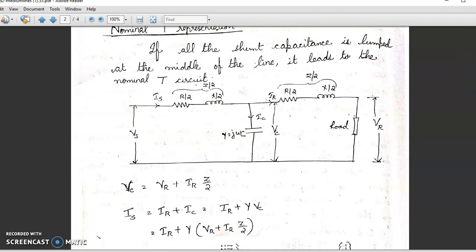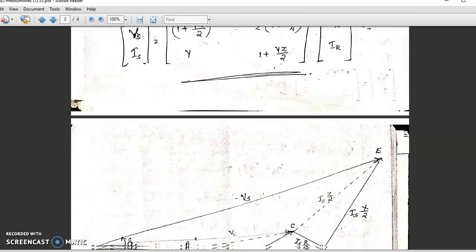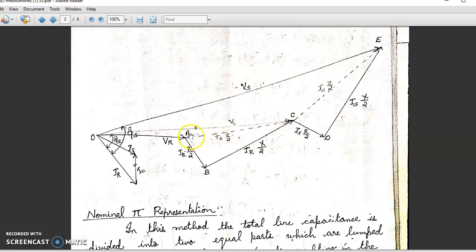So what we have to do is, the resultant vector of IR into R by 2 and IR into X by 2 will be VC. So the current IC should be in phase with VC, but since it is a current component, instead of drawing it along with VC, it is drawn in such a way. That is, if we draw IC with respect to VC, it will be like this. So, the same way, parallel to this, I have drawn IC from IR since it is a current vector.